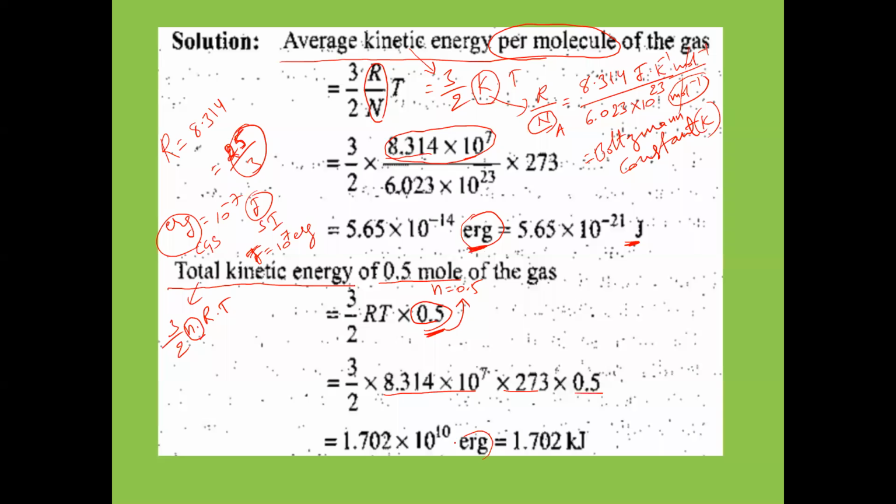Then we got joules. If the answer is given in ergs in the ABCD options, suppose the answer is given in erg, what do you have to take? You have to take the R value as 8.314 into 10 power 7 ergs. So it's about the calculation of average kinetic energy, which is per single molecule, and it is total kinetic energy.